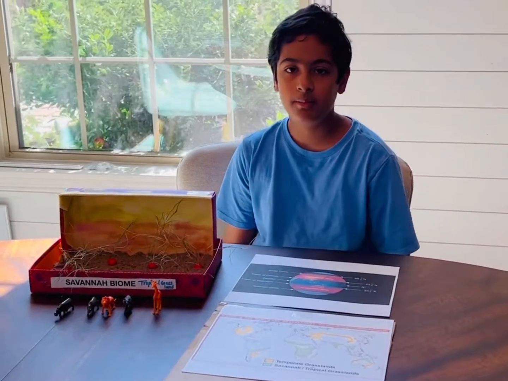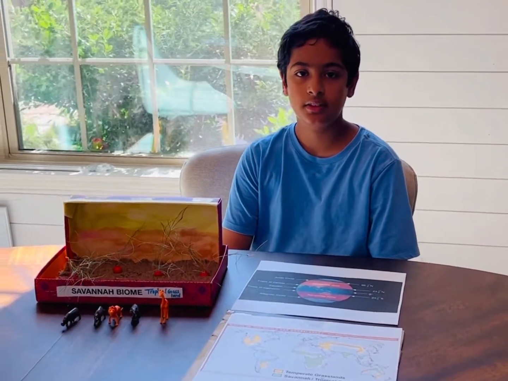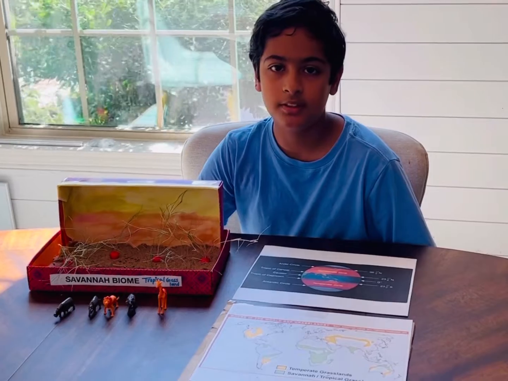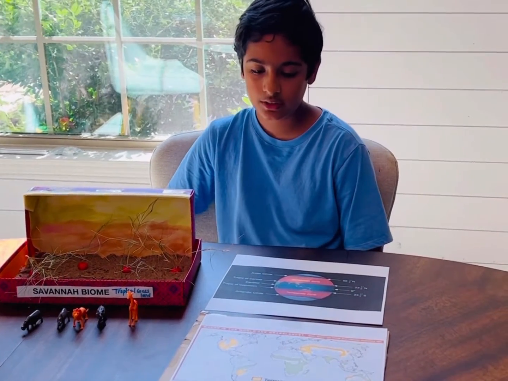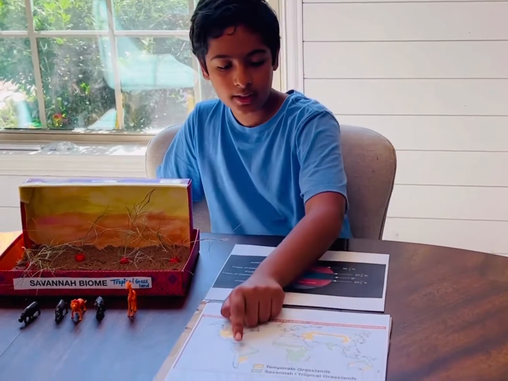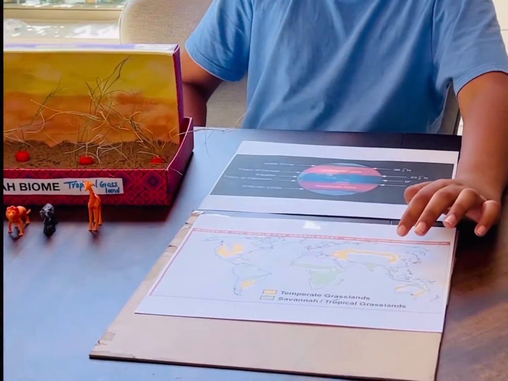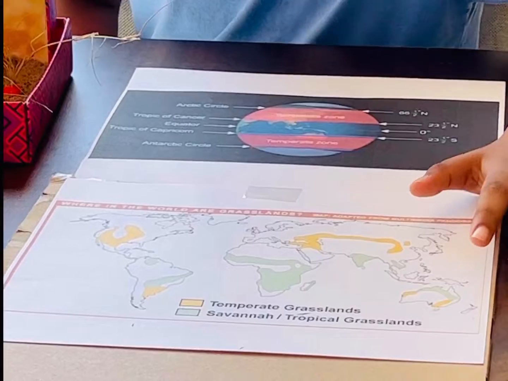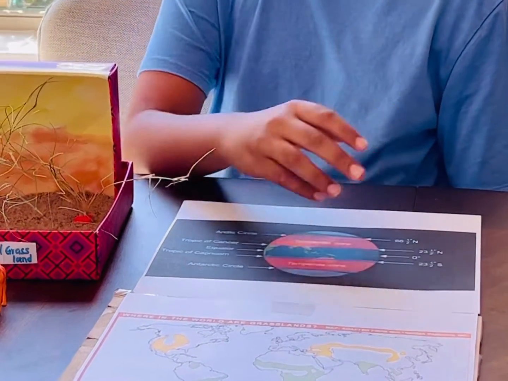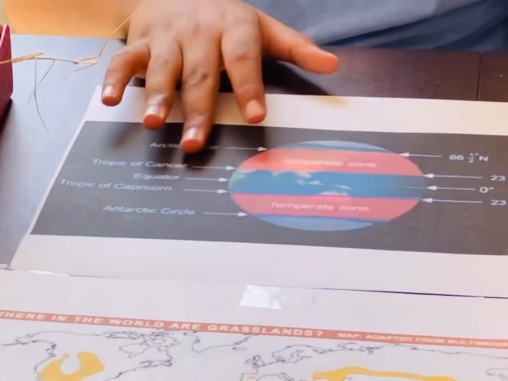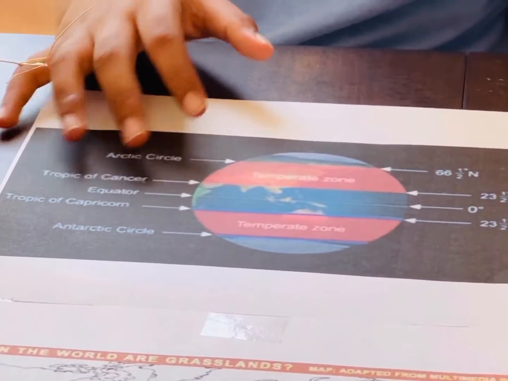Going to be talking about tropical grasslands. Tropical grasslands could also be called savannas. The tropical grasslands are located in South America, Africa, the Indian subcontinent, and Australia. Here, on the globe, it will be located between the Tropic of Cancer and the Tropic of Capricorn.